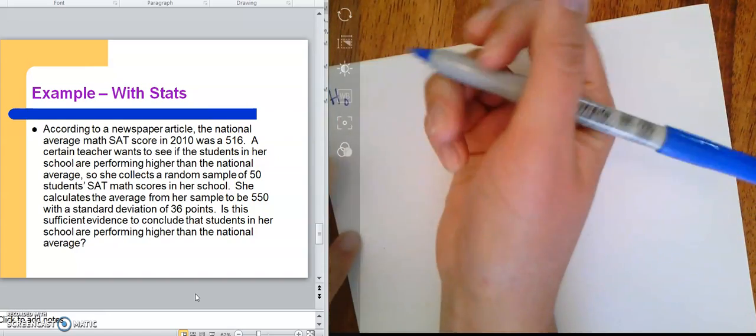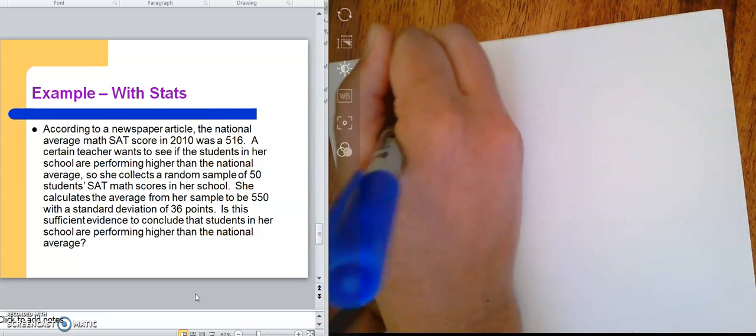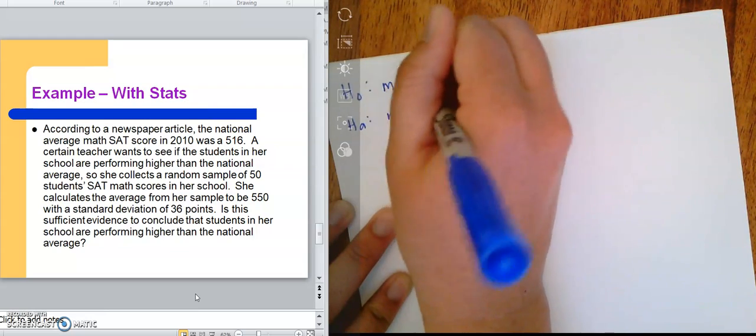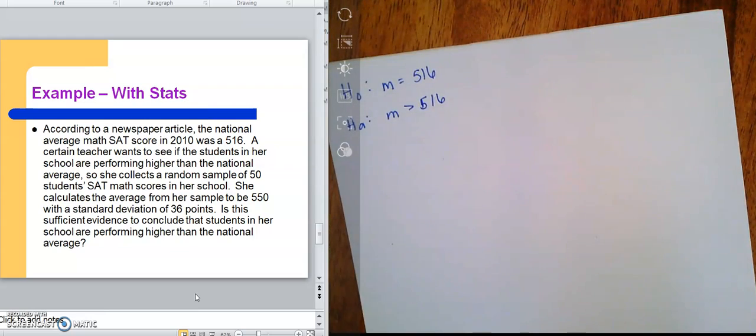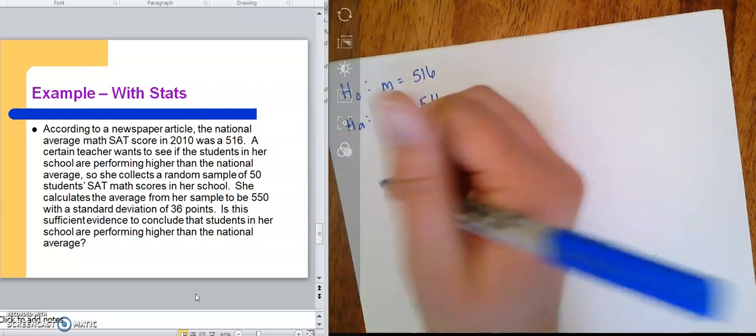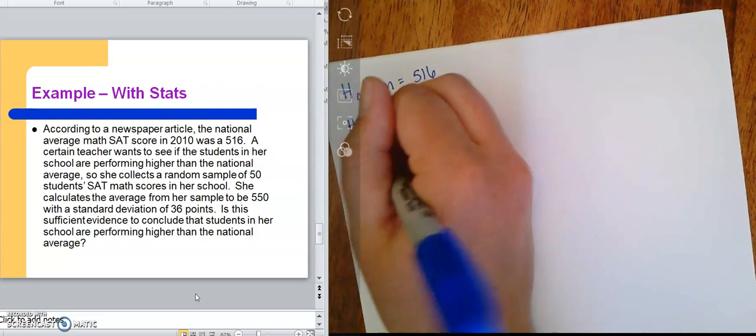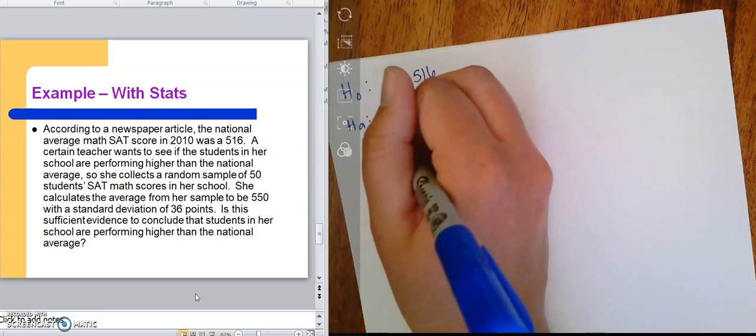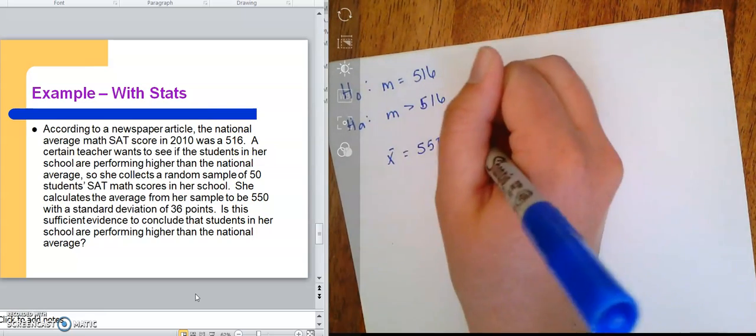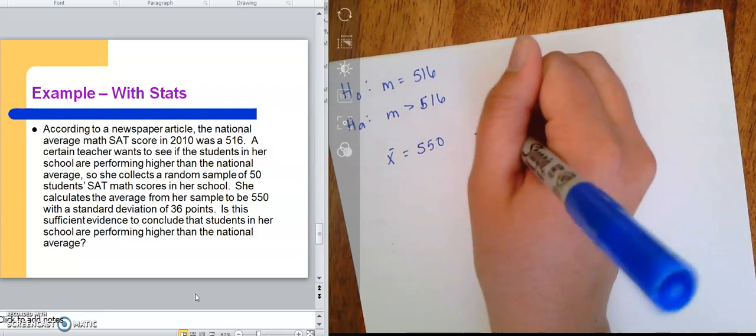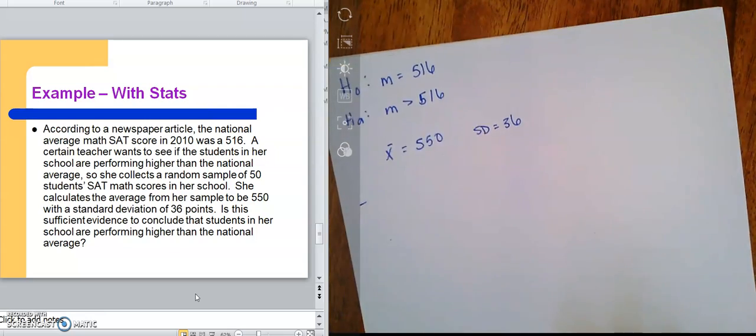All right. So I'm going to let you read this on your own and go ahead and keep going just for time's sake. My null here, you can pause the video and read it, is that my mean is 516, and my alternate is that my mean is greater than 516. So I like to write these down just so I don't have to flip back and forth. Her mean was 550 with a standard deviation of 36. Again, put your conclusions in context.